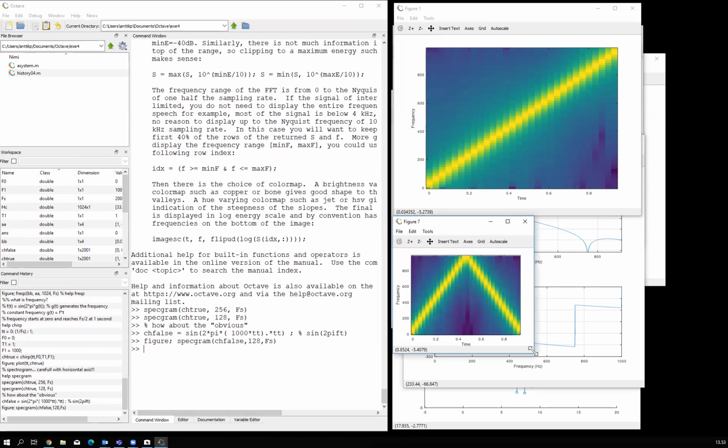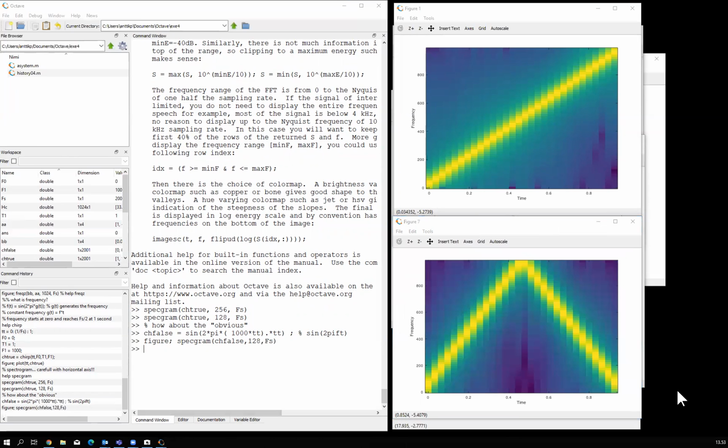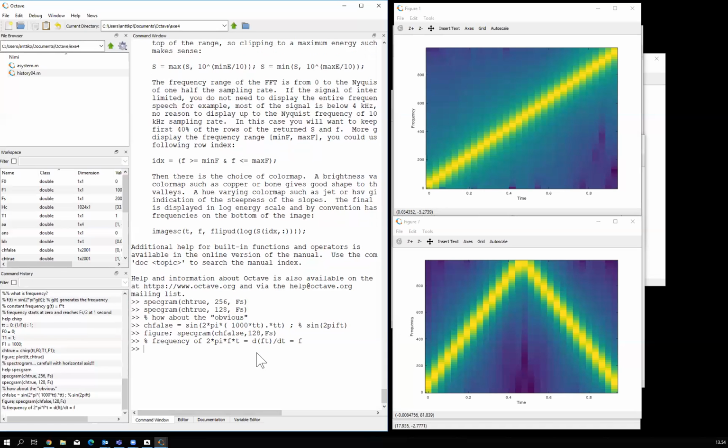What went wrong? Okay, I'll give you a hint. What is the frequency of 2 pi f t? It's basically the frequency of 2 times pi times f times t, which equals simply d(2πft) divided by dt, which equals that constant frequency f.